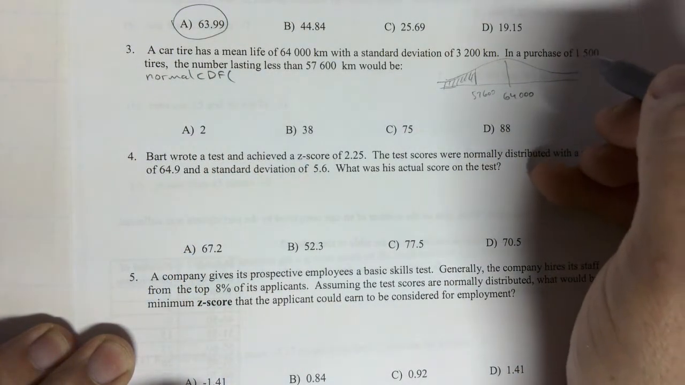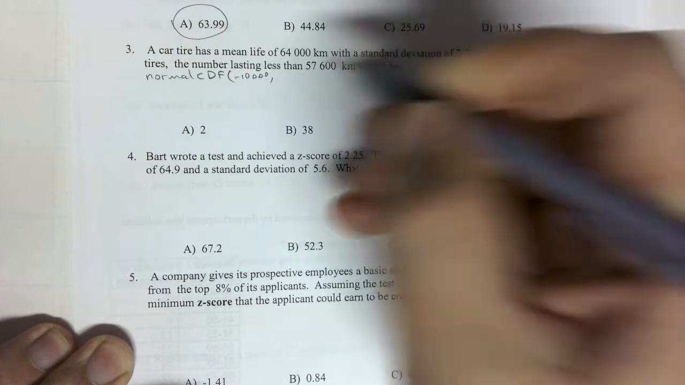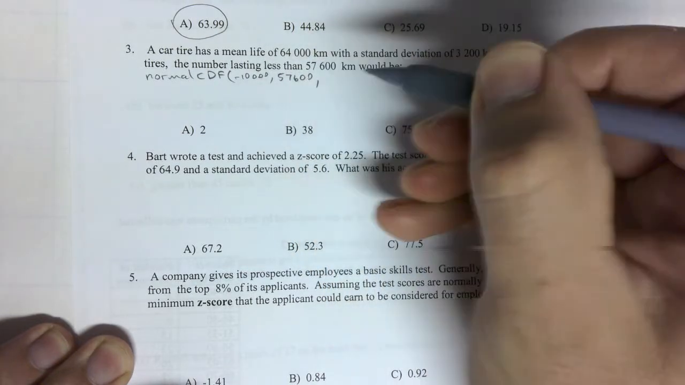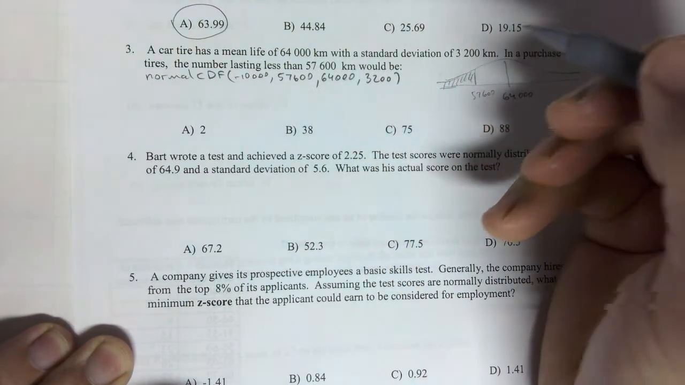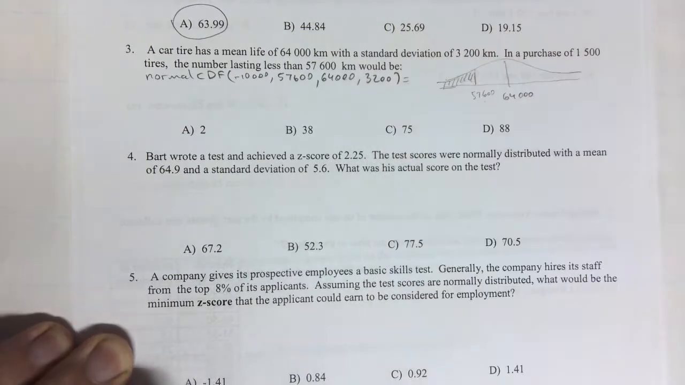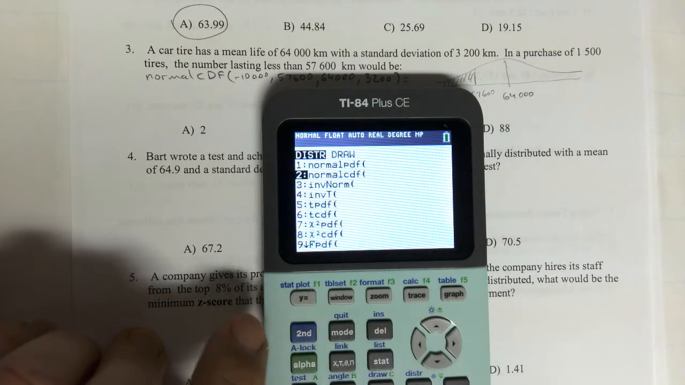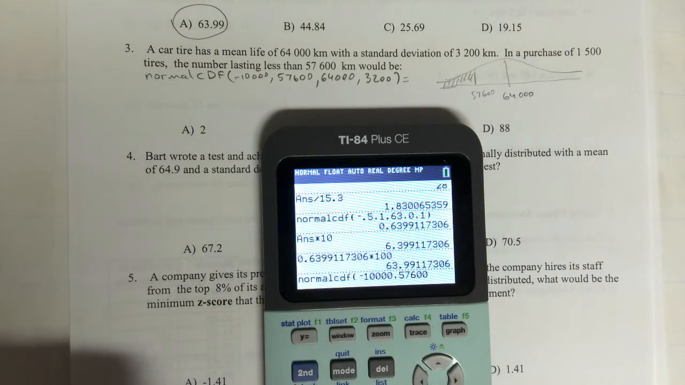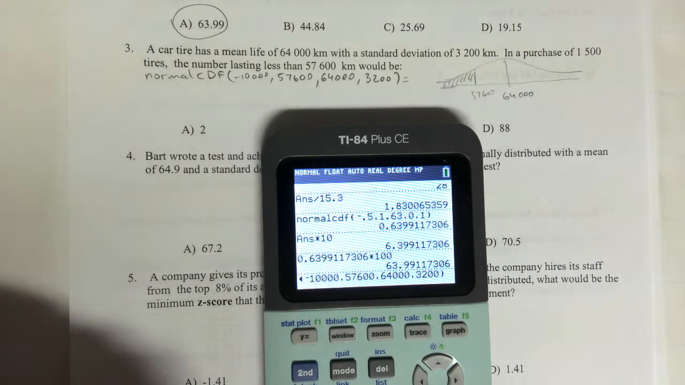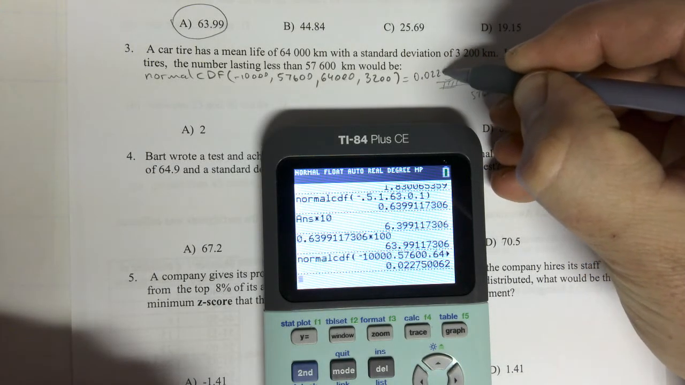We want anything less than this, so negative 10,000 to 57,600. The average is 64,000, and the standard deviation is 3,200. We're going to come up with that first. So we go second vars, normal CDF, negative 10,000, 57,600, 64,000, 3,200. Close that, and you get that. We write that down, 0.022, and that keeps going.